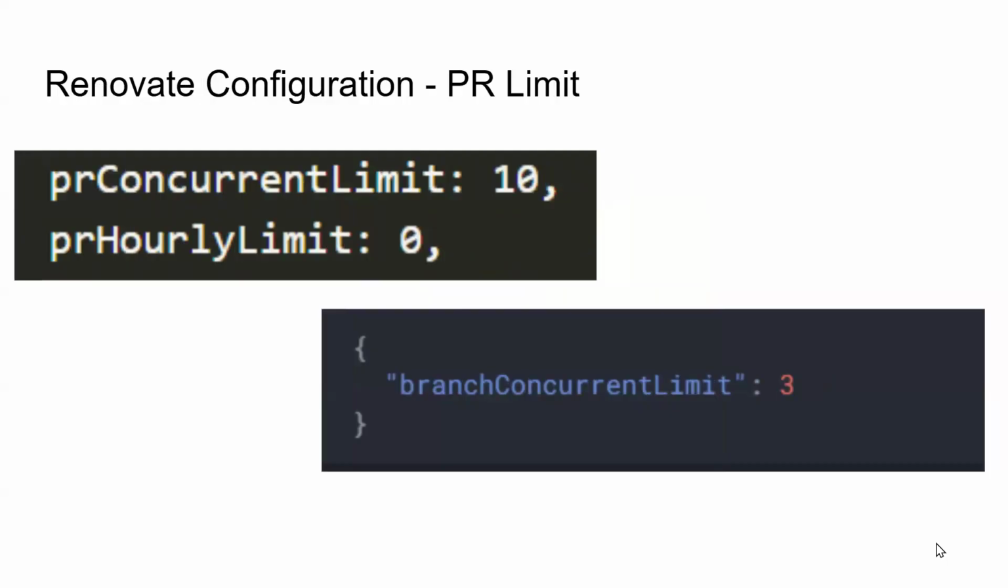As for the PR limit, Renovate comes with a number of parameters to limit the open PRs. For our case, we used the PR concurrent limit that limits the number of open PRs. And for the hourly limit, the default in Renovate is 2. When you set them to 0, that means there is no limit, but it will stop when it reaches the maximum PR concurrent limit. There is also a branch concurrent limit, so if you are handling many branches and you want a maximum number for each branch, you can specify that too.